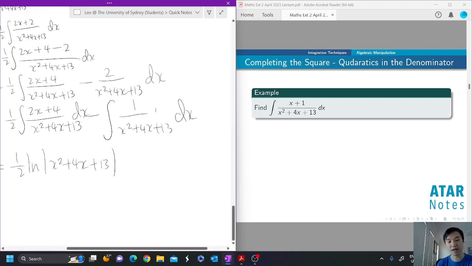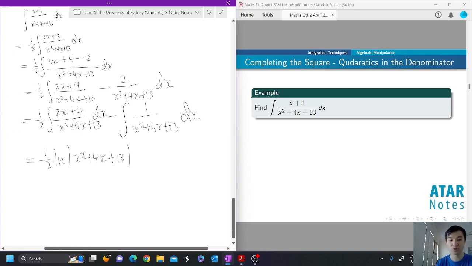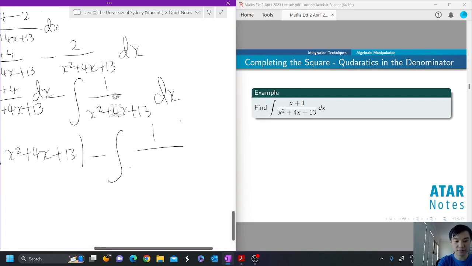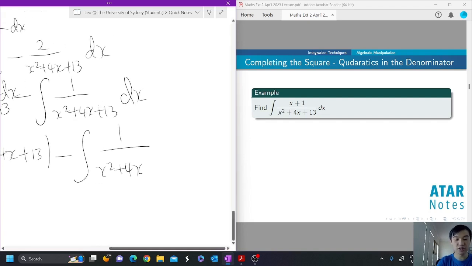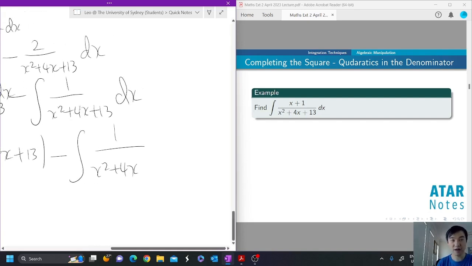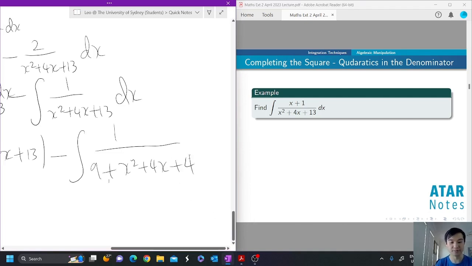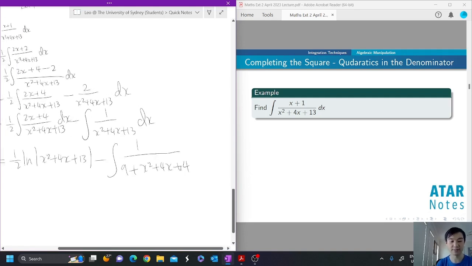Here, we can do what we did last time. In order to simplify this, we can try to complete the square. So this is the integral of x squared plus 4x. To complete the square, divide 4 by 2, I get 2, and the square of 2 is just 4. So I want a 4. In order to get a 4, I can just split the 13. I split it into the sum of 9 and 4, so I get the 4 I want here.